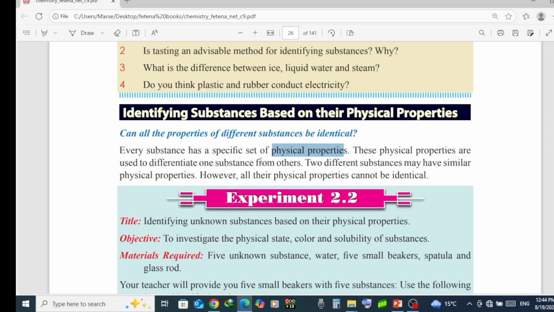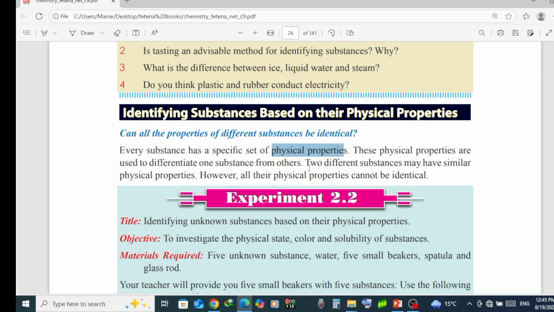Therefore, the importance of having different physical properties for different substances is to differentiate between different substances. So, different substances are different because of their different physical properties. Two different substances may have similar physical properties. However, all their physical properties cannot be identical.